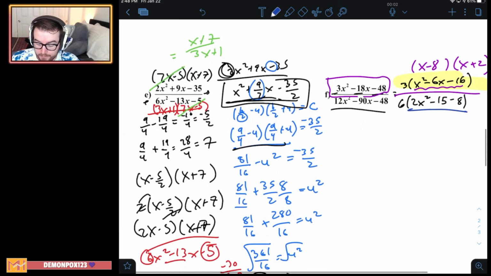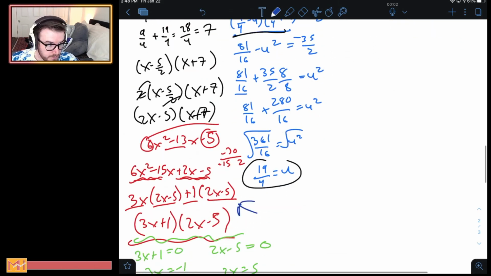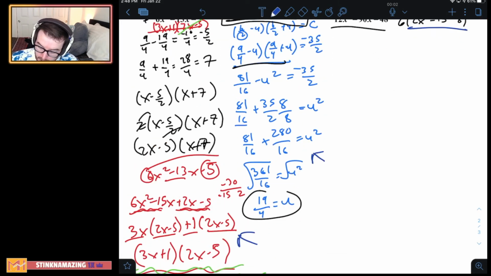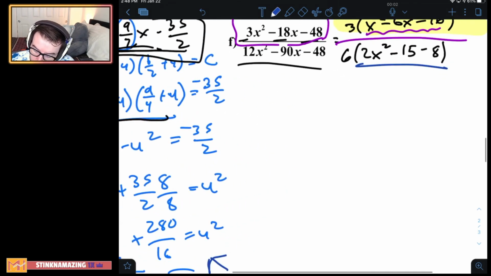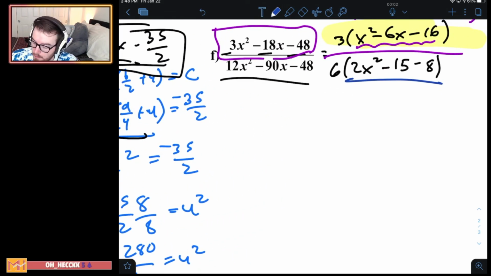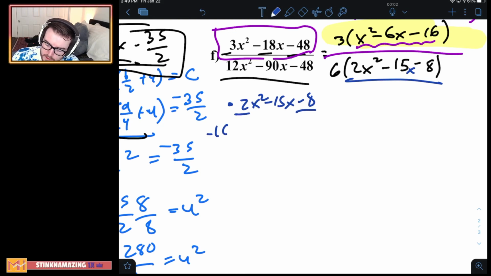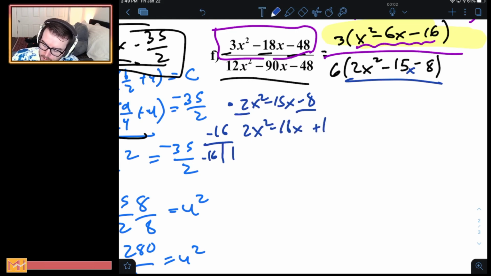Which method did you like, the more mental mathy one or the U method? It's up to you. I personally like the more mental mathy thing, so that's what I'm going to do. Splitting the middle term: you do the front times the back. Front times the back, we end up with negative 16. So what are two numbers that multiply to negative 16 and add to negative 15? The answer: negative 16 and 1. That one's pretty easy, actually. Kind of obvious.